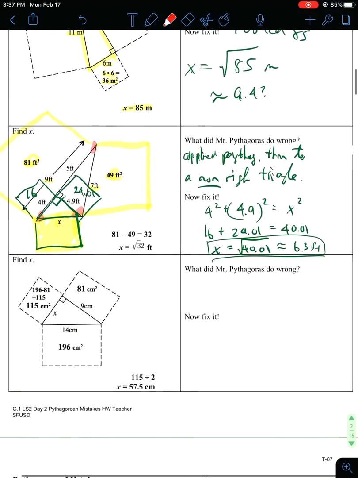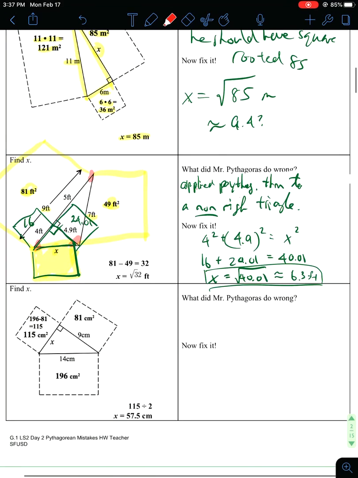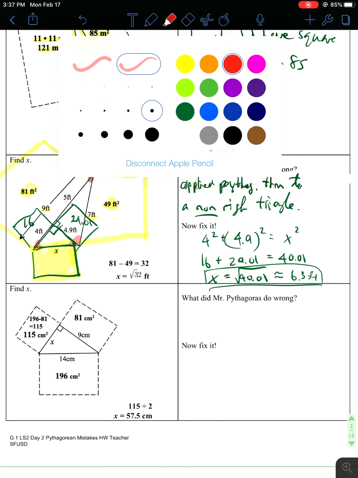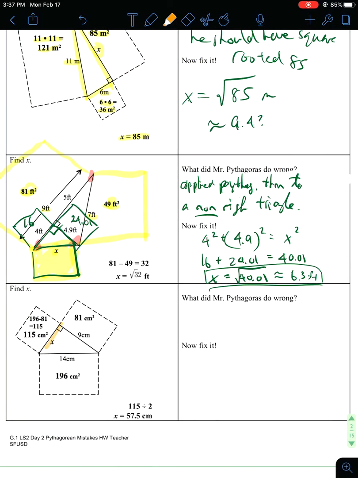For this last problem, let's do some analysis. We see that, okay, there's our right triangle. There's 9. There's 14. We're looking for x. 14 squared is 196. 9 squared is 81. You do some subtraction. That's correct because 14 is the hypotenuse. That's the largest side. Taking away the small square does give us the area of this big square.